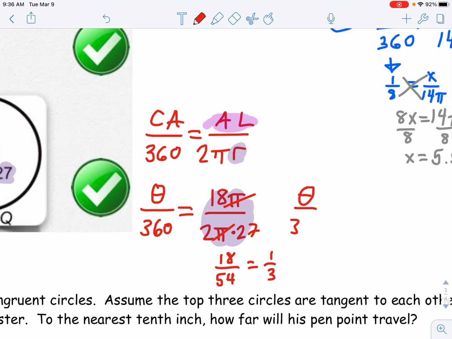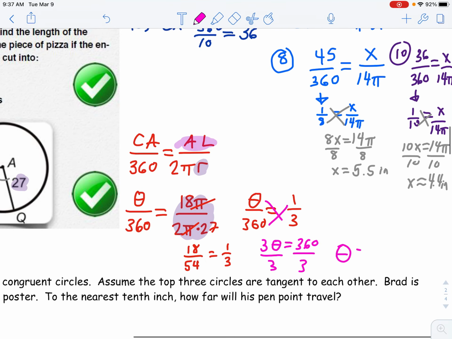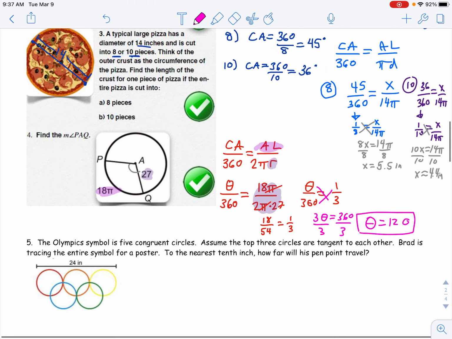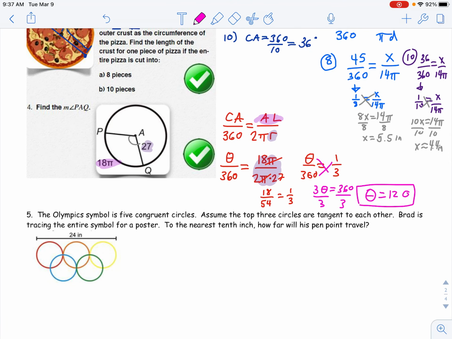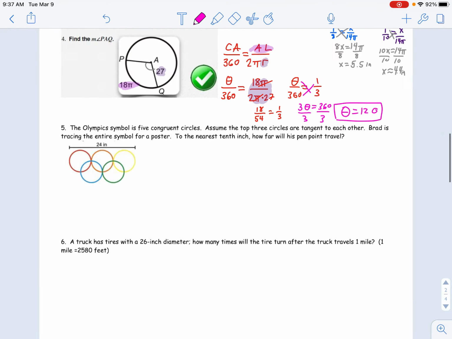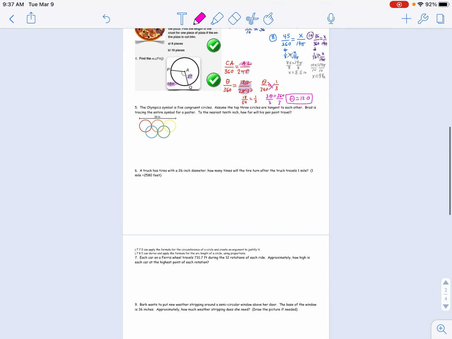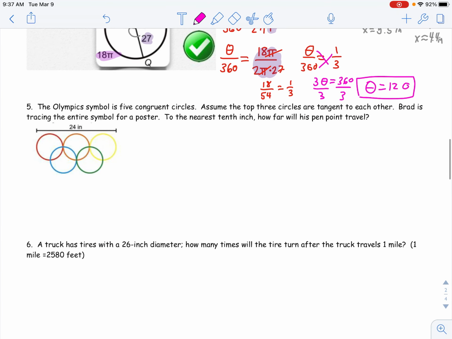All right, so we have theta over 360 equals 1/3. And that actually makes life easier. Once we cross multiply, we're going to get 3 times theta equals 360. Divide both sides by 3. Theta equals 120. All right. And let's see. Let's just keep cruising right along.